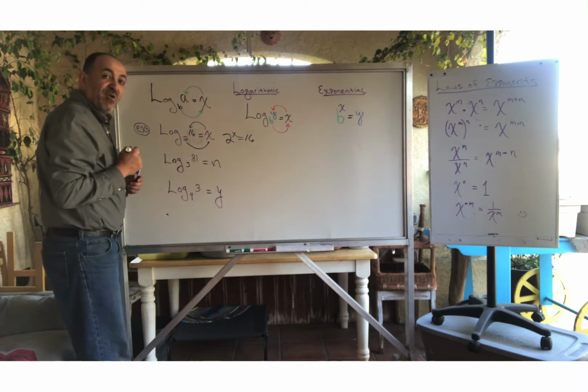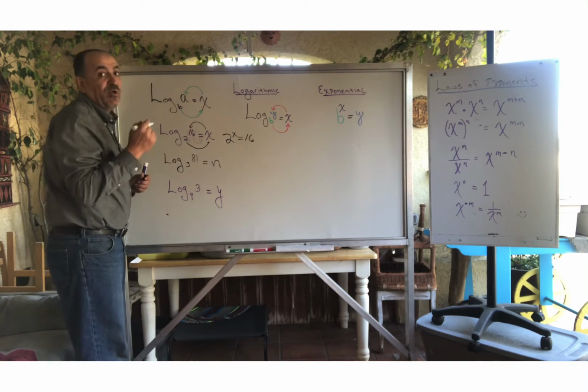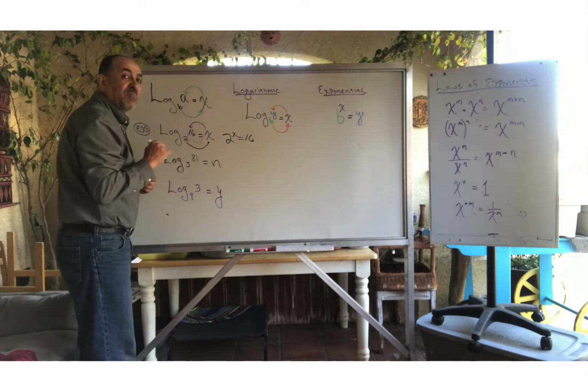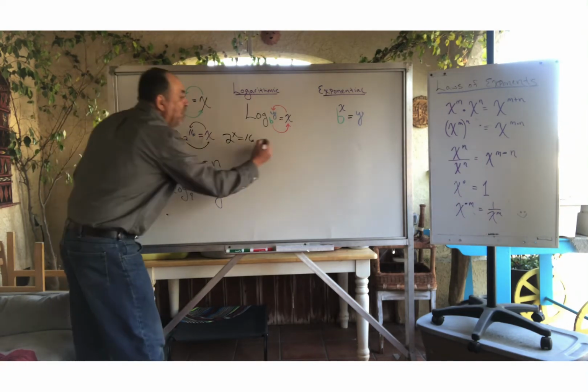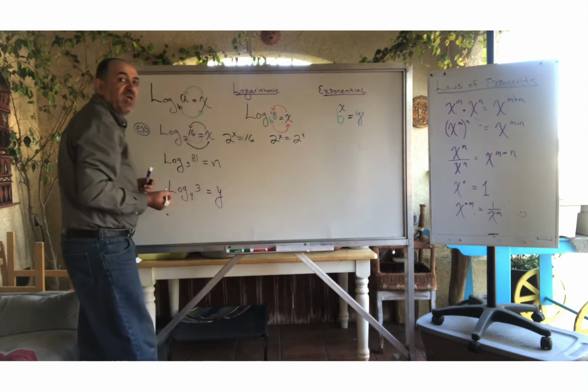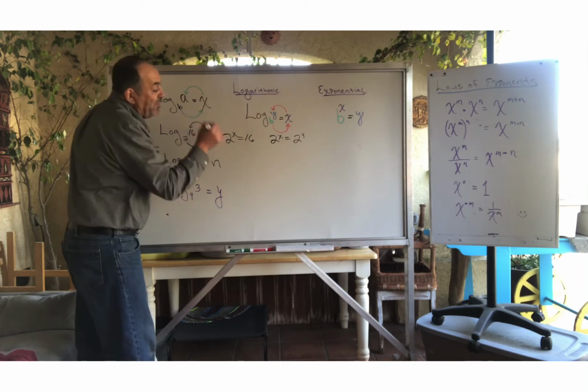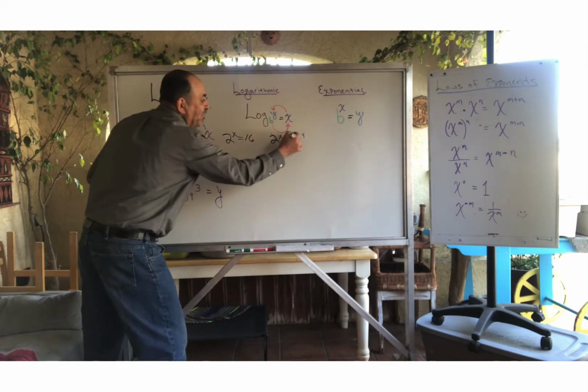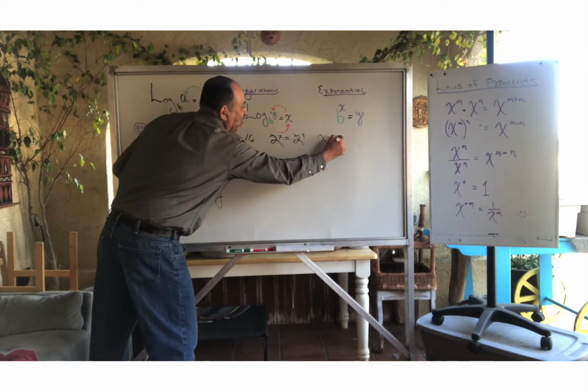Well, previously we learned about one-to-one expressions, one-to-one equations. I can transform this into a one-to-one equation by saying 2 to the x is equal to 2 to the 4. And as we learned then, when the bases are equal, then the exponents are equal, so therefore x is equal to 4.